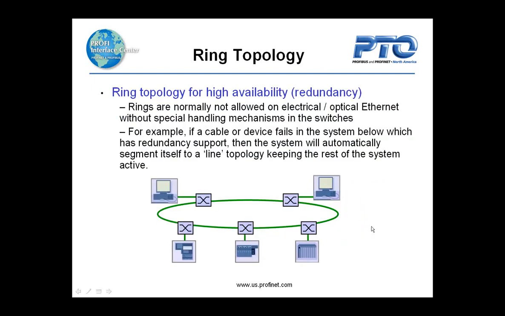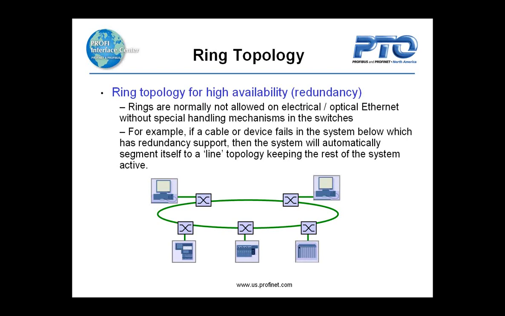Another option for systems where you would need high availability or you have a critical process is a ring topology. Normally, rings are not allowed on a standard Ethernet. So if you tried to do that on a regular Ethernet and plug cables in a ring, you would cause a problem. What you need to have is switches that understand how to configure the ring, and then you purchase the switches. Again, it would be managed switches that would allow you to set up a redundancy concept.